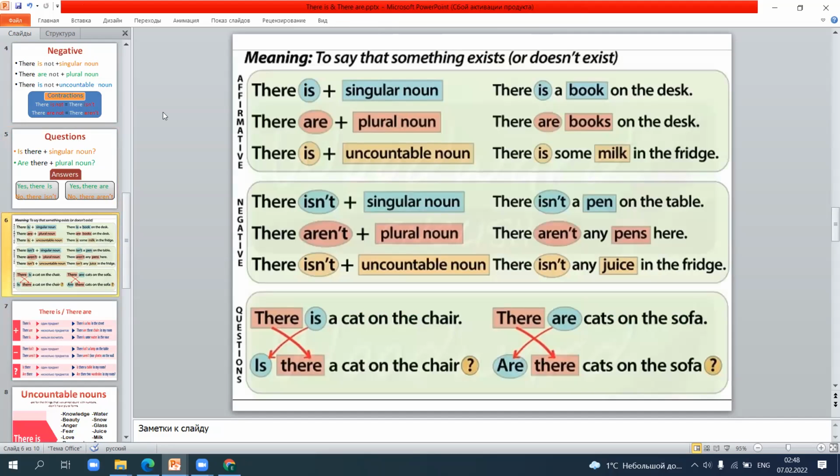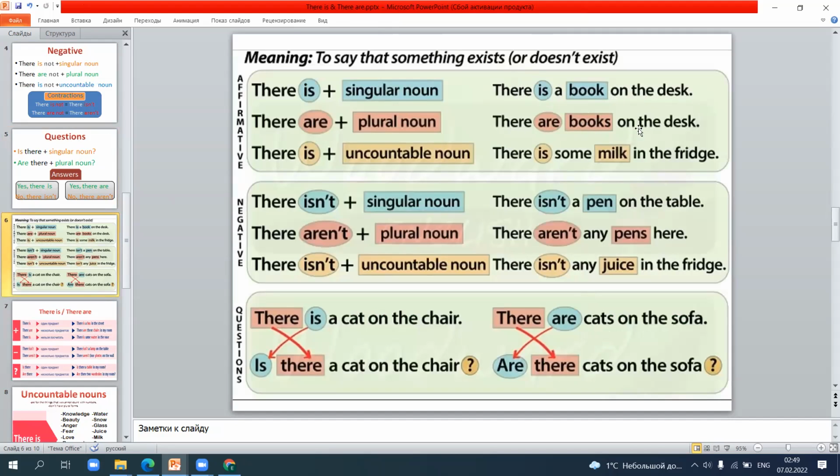Examples: affirmative sentences, negative sentences, and questions. So there is a book on the desk. Book is a singular noun. It means that we should use the construction there is. There is a book, only one book.